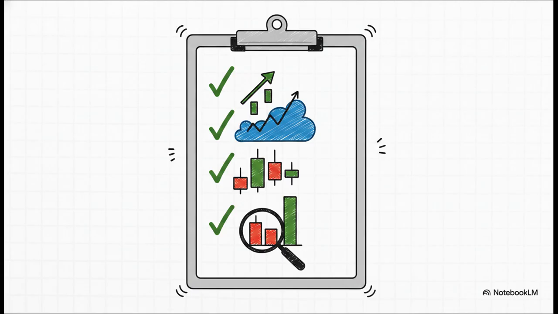But I want to highlight one absolutely crucial hidden detail from the source material here, the volume. For a high-probability bullish setup, we want to see that the trading volume is noticeably higher on the green, upward candles compared to the red ones. That's the footprint that proves buyers have real conviction.